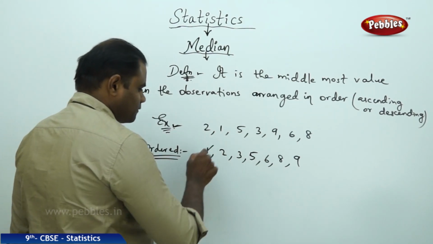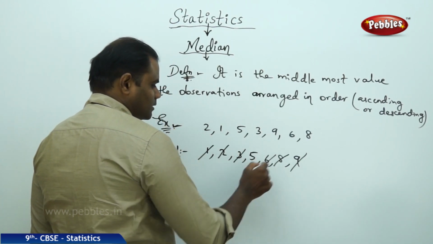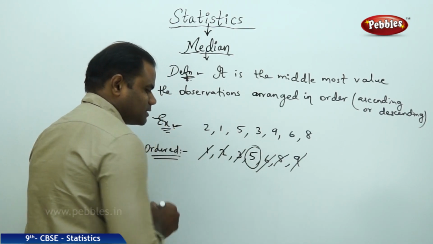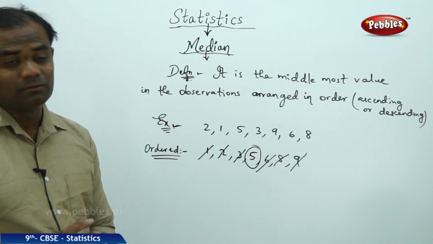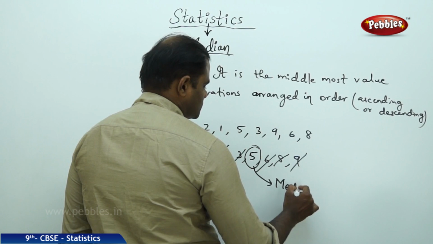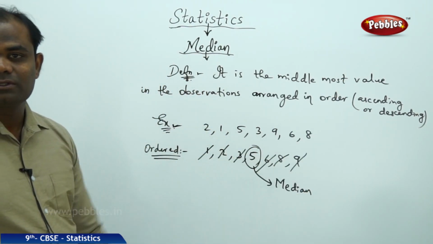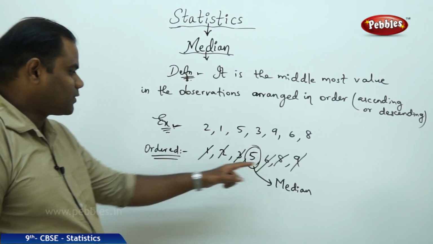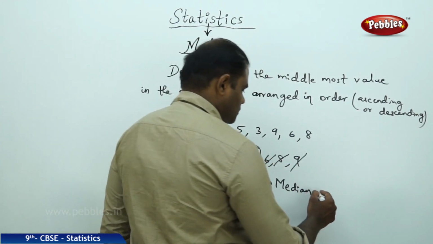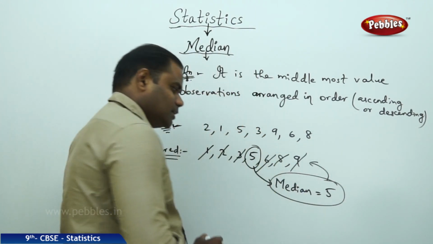So how do we pick the middlemost value? I try to strike the first and the last, the second and the second last, the third and the third last, then finally whatever is left is the middle value. So here this is the median because it is the middlemost value. So when I start striking, the middle value is called median. So for this problem, the median is 5.